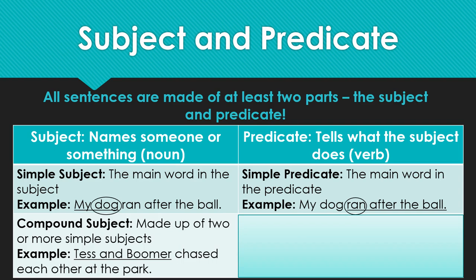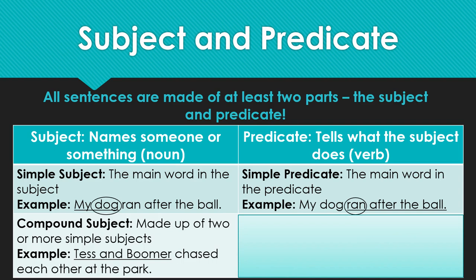A simple subject would just be one person or something. In this case, it's dogs. But we have two, so it's a compound. Tess and Boomer make up the compound subject.